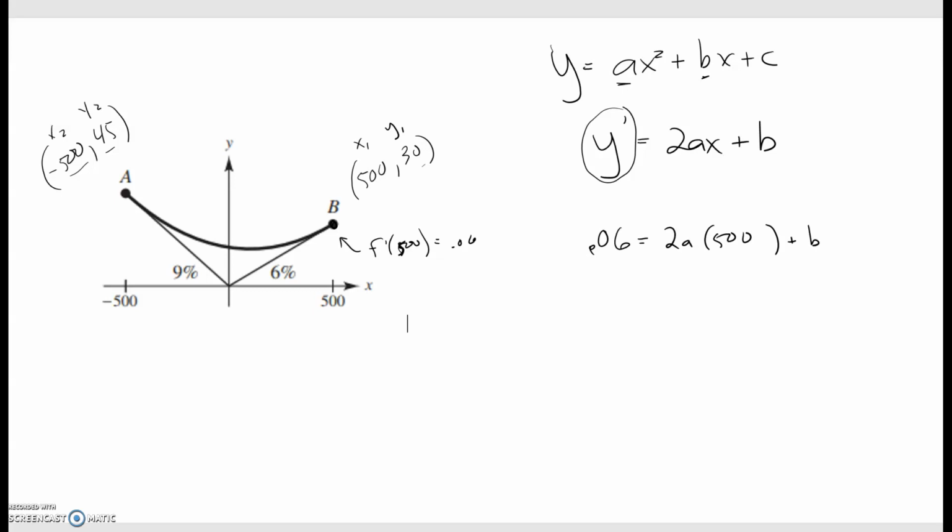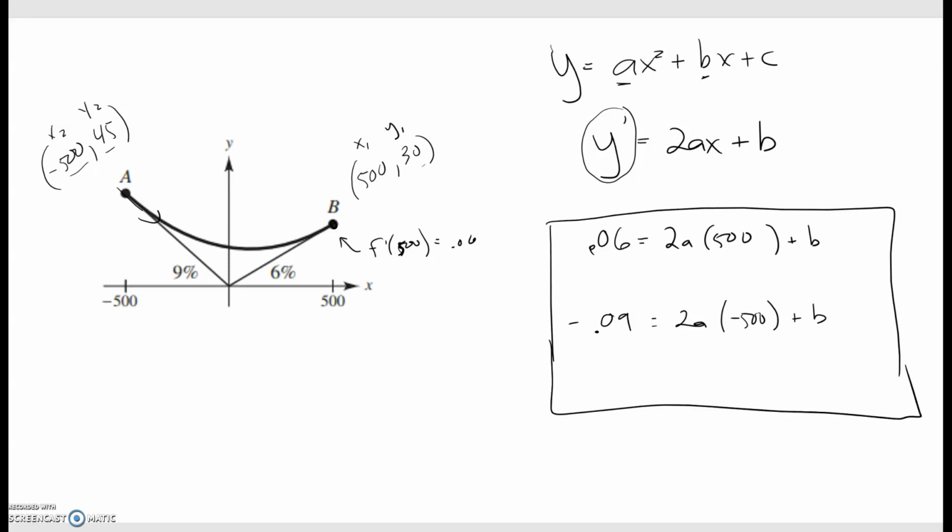Okay, and then same thing goes for this other one. The derivative, this has to be negative 0.09, as my slope is decreasing there. 2a, when x is negative 500, the derivative is negative 0.09. Okay, so now you got a system of equations to solve. So you'll have to kind of remember how to do that.